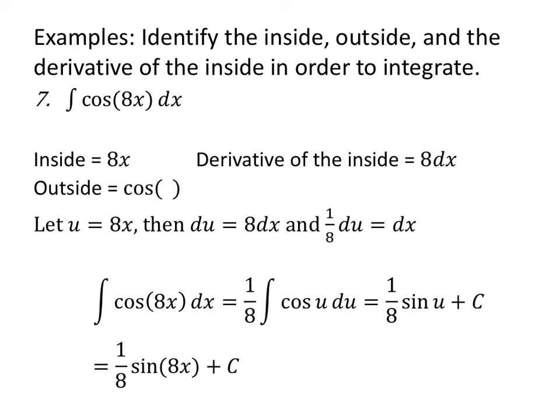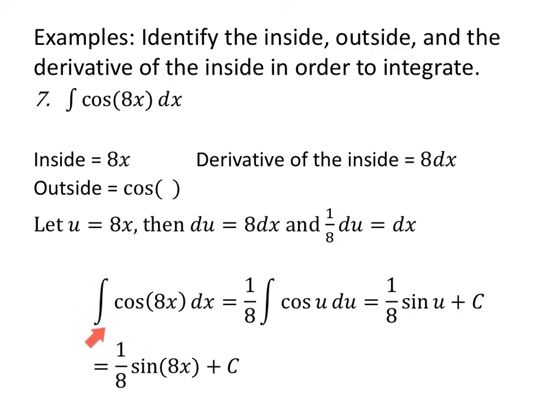Let's do some trig functions. The integral of cosine of 8x dx. Well, the inside is 8x because it's inside of the trig function. The derivative is then 8. Derivative taking x. But I don't have an extra 8 up here in my integral. I have an 8x, but I've already taken that up with u. So I don't have an extra 8 hanging out for my derivative.